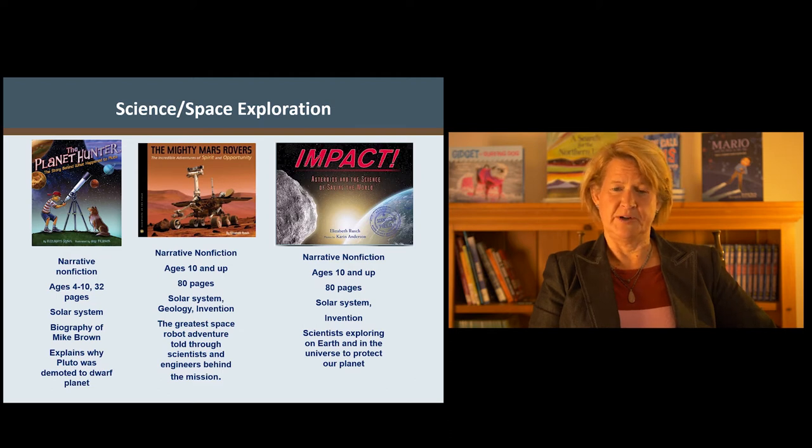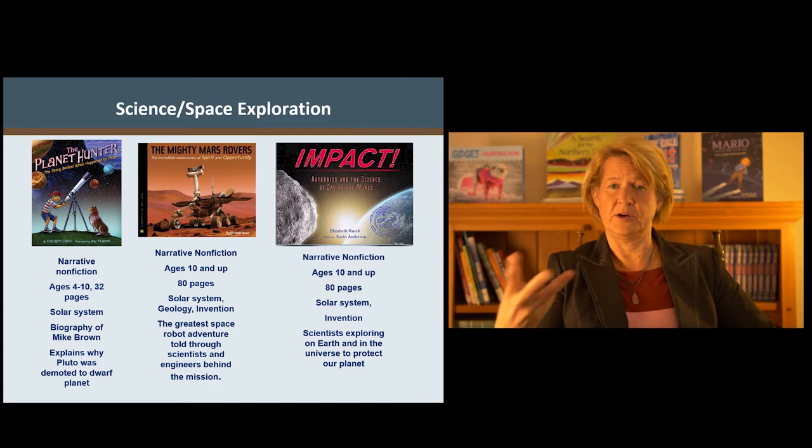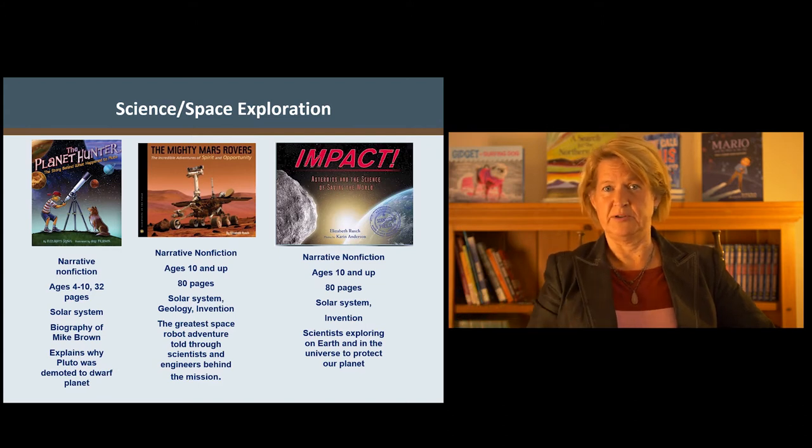The Mighty Mars Rovers, I write for a series that Houghton Mifflin publishes called Scientists in the Field. And if you don't know the series, you should check it out. It's wonderful narrative nonfiction about science. What we do as writers is we follow scientists into the field and bring their work to life, and in a sense, bringing readers into the field with scientists as they're doing their work. There are a lot of these books that are actually about animal scientists. I tend to write a little bit more about engineering and invention.